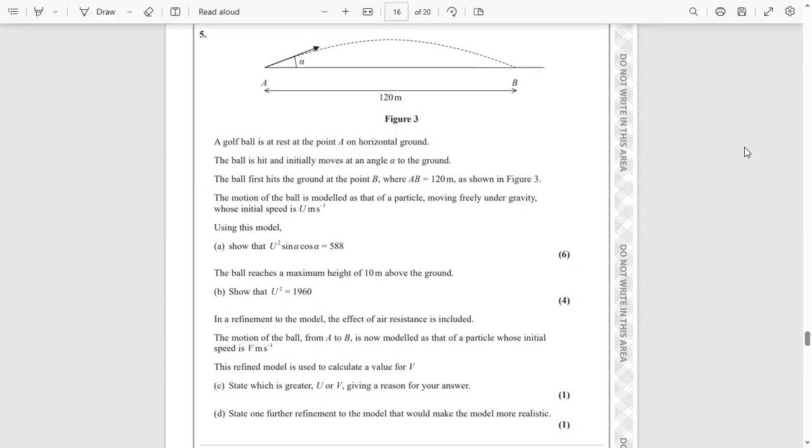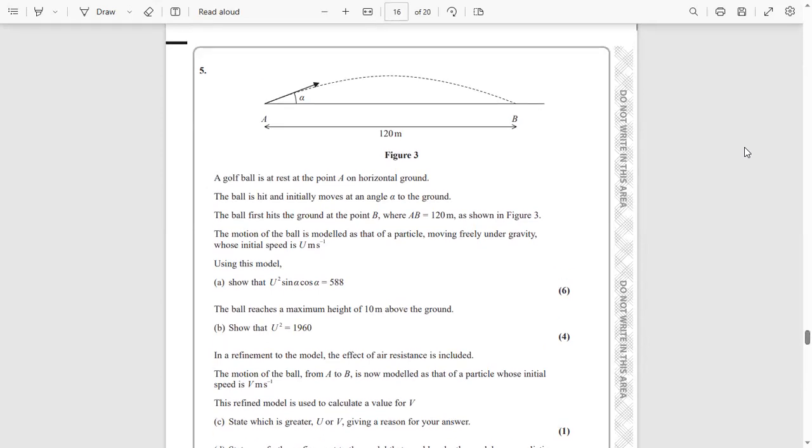So we've got a golf ball at rest at point A on a horizontal ground. So we've got this horizontal ground here, and the ball is hit, and it's going to initially move at an angle of alpha. The ball first hits the ground at point B, and we've got this horizontal distance of 120 meters. So from A to B horizontally, it's 120. I've shown that in the diagram there. It starts from the bottom, goes up, goes down. So just a straightforward projectile, this one.